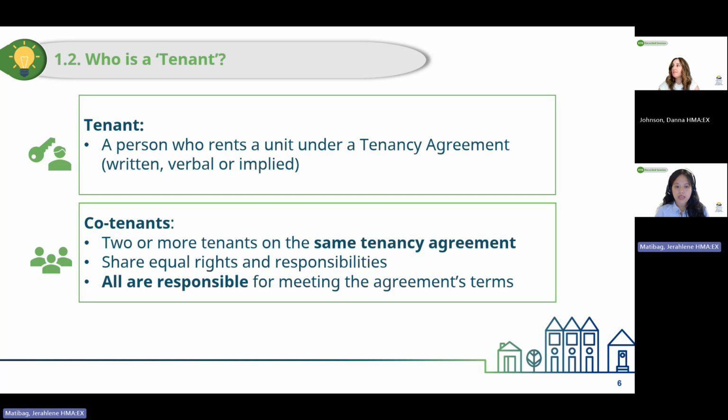It means that the co-tenants share the same rights, but they also share the same responsibilities. Everyone listed is equally responsible for things like rent and following the rules. And if something goes wrong, even if the other tenant caused the problem, you can also be held responsible for it. Also, if the co-tenant decides they want to end the tenancy agreement, the tenancy ends for you as well. So we highly recommend that you be careful of who you are co-tenants with.